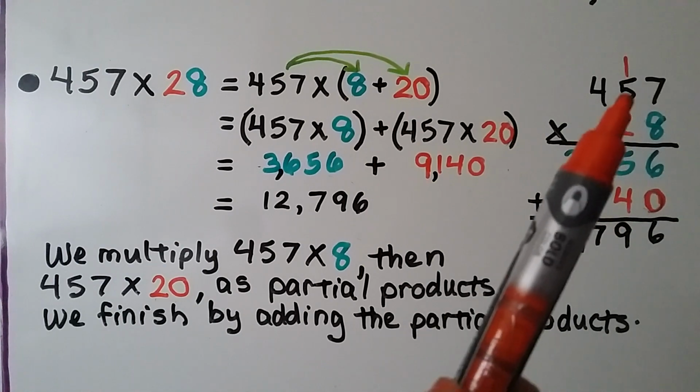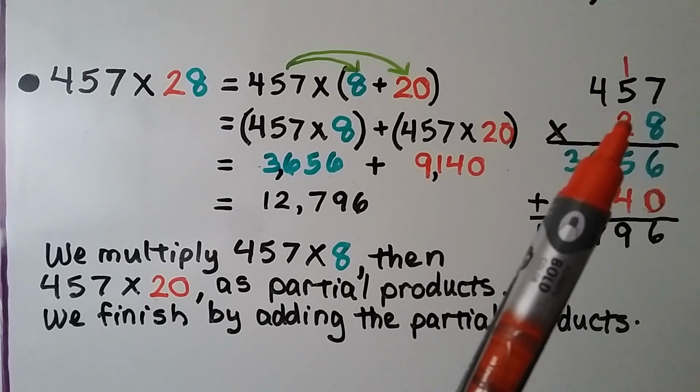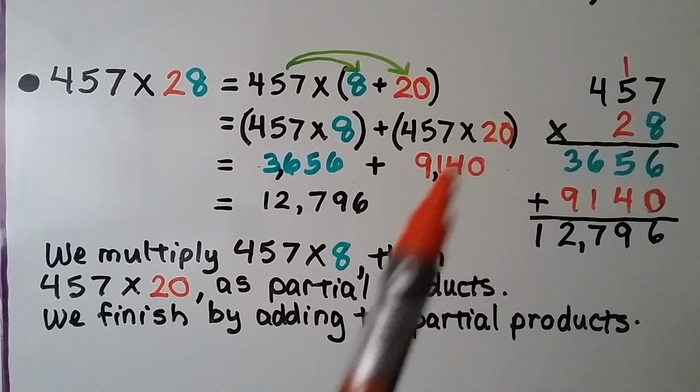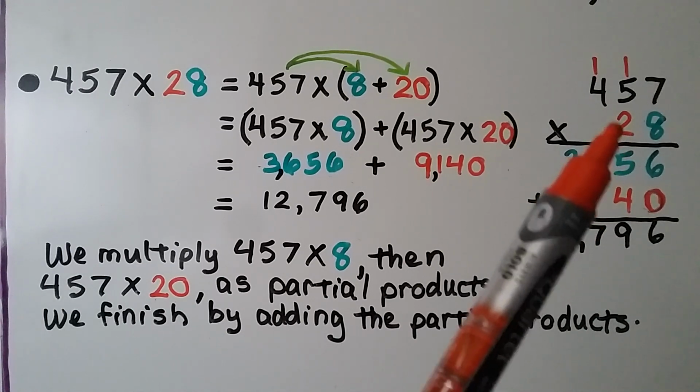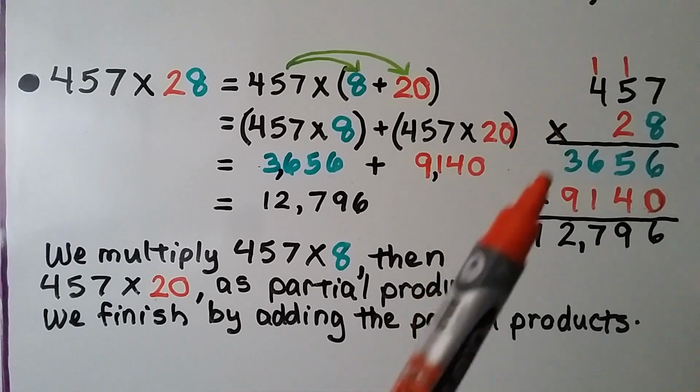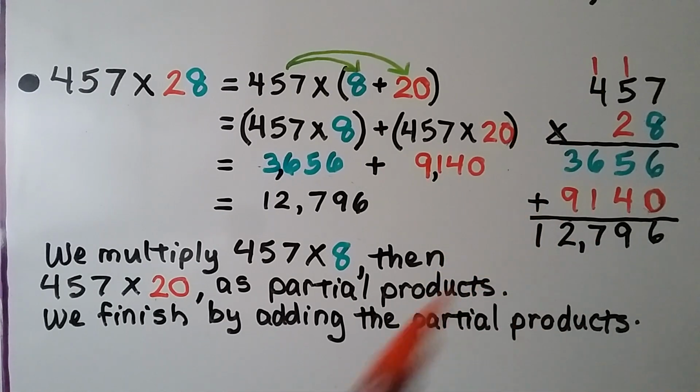We regroup the 1 and put the 4 down. Then we do 2 times 5 is 10, plus 1 more is 11. We regroup the 1 and put the 1 down. Then we do 2 times 4 is 8, plus 1 more is 9. We add our two partial products together and get 12,796. We multiply 457 times 8, then 457 times 20 as partial products.